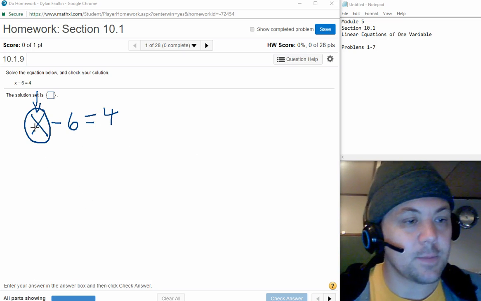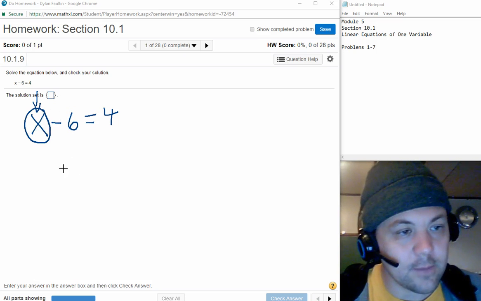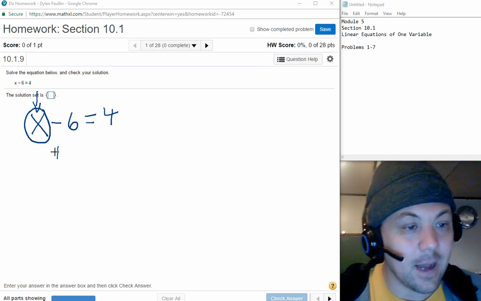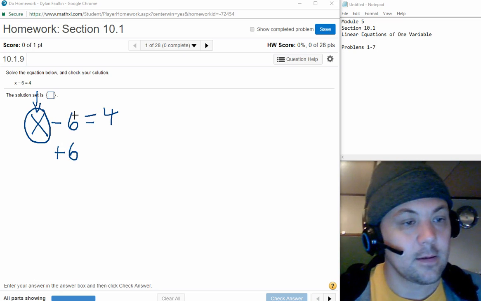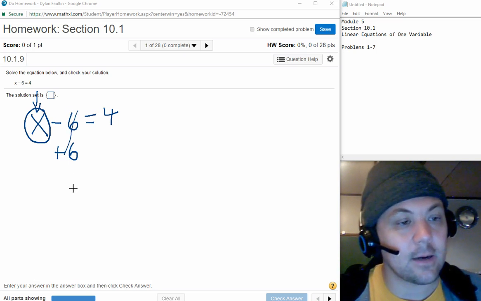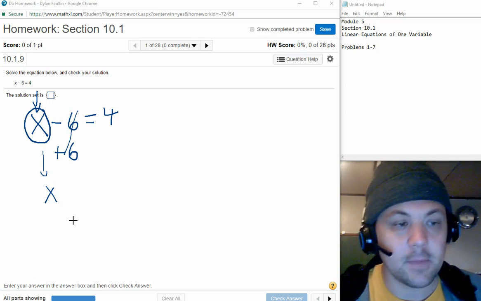So the way we get x by itself in this case is to get rid of the minus 6. And the way you get rid of the minus 6 is by doing the opposite operation. The opposite of subtracting 6 would be to add 6. So if I add 6 to the negative 6, those are going to cancel each other out, and I will be left with x all by itself.